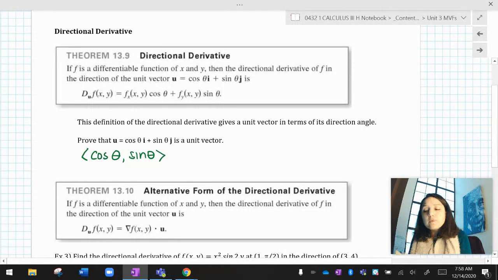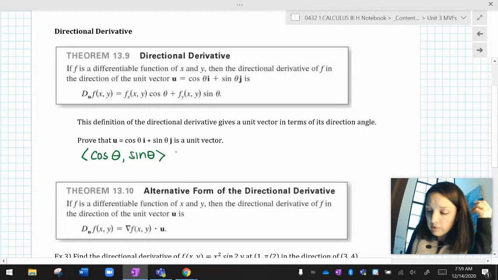Okay, one of the important things about the directional derivative is that no matter what form it's in, and there are multiple forms, it's always in terms of a unit vector, and I'll get to why in a second. So first thing, how do I know cosine theta, sine theta is a unit vector? Well, a unit vector is a vector of length 1, so if I can prove that this is 1 unit long, it's going to be a unit vector.